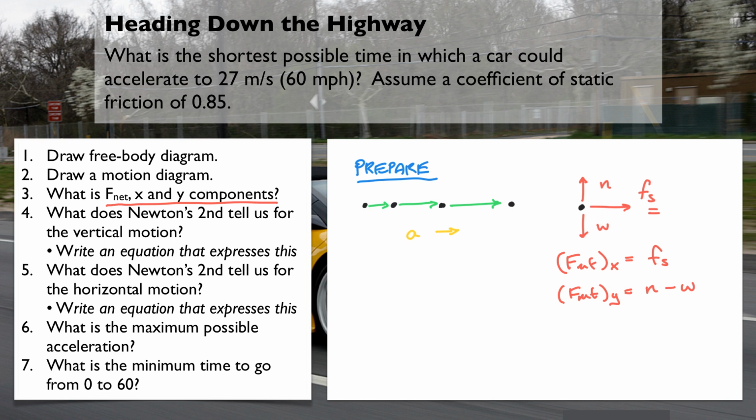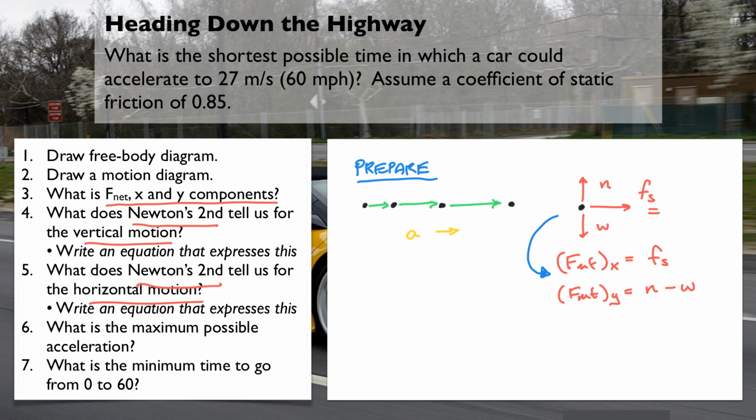What I've done is I've taken my free body diagram and I've turned it into two equations for my x and my y axis. Next, what I do is I talk about Newton's second law. What does Newton's second law tell us for the vertical motion? And then we want to talk about what Newton's second law tells us for the horizontal motion. Okay, so let's go ahead and do that.